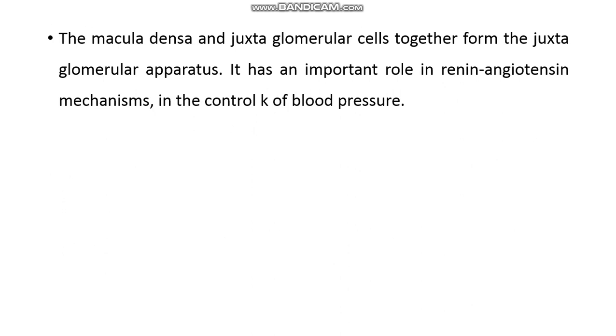So this is the juxtaglomerular apparatus. It is the cluster of both macula densa and juxtaglomerular cells. And what is the main function? It has an important role in the renin-angiotensin mechanism and control of blood pressure, isn't it? Renin and angiotensin are important hormones having an important role in blood pressure regulation. So the juxtaglomerular apparatus has an important role in our renin-angiotensin mechanism, which is essential for blood pressure regulation.